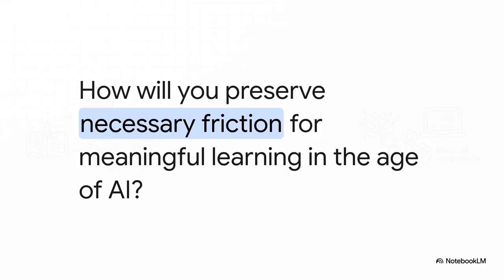As we navigate this crazy new technological landscape, we really must practice critical AI literacy. We can't just blindly accept the hype. We have to understand both the incredible capabilities and the fundamental limitations of the tools we use. I want to leave you with this one provocative thought. In a world that is designing friction out of every single process, how will you preserve the necessary friction for meaningful learning in the age of AI?